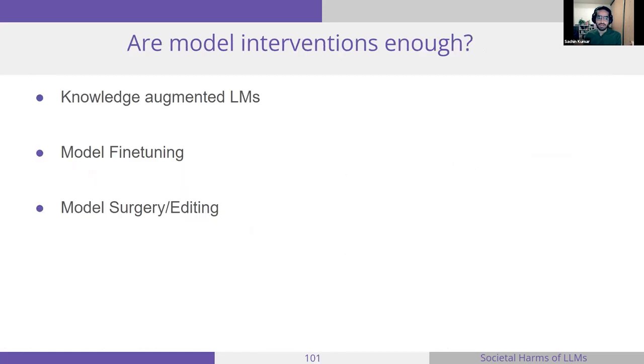Okay, so in model interventions, we looked at three kinds. There are many more kinds of interventions on the modeling level you can make. But these are the ones we focus on, which we deem most important. So we looked at knowledge augmented language models, fine tuning the language models, and editing the language models.